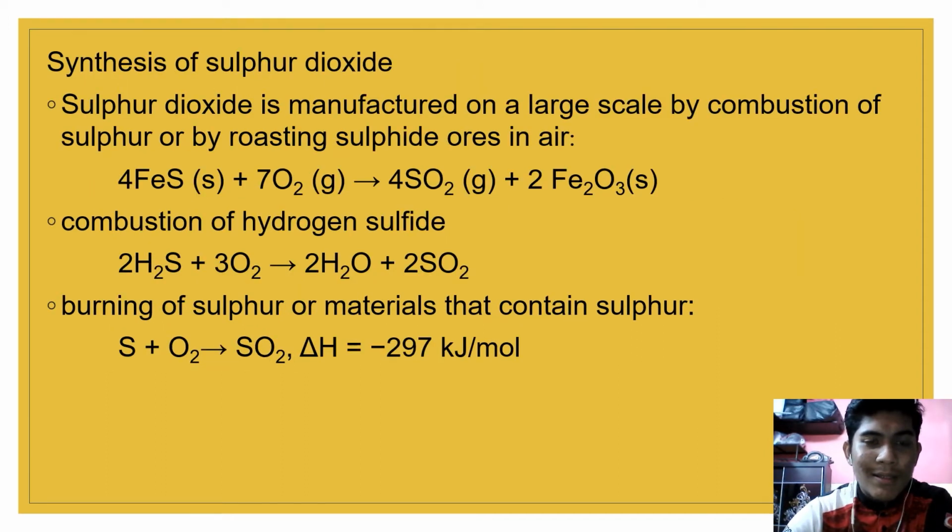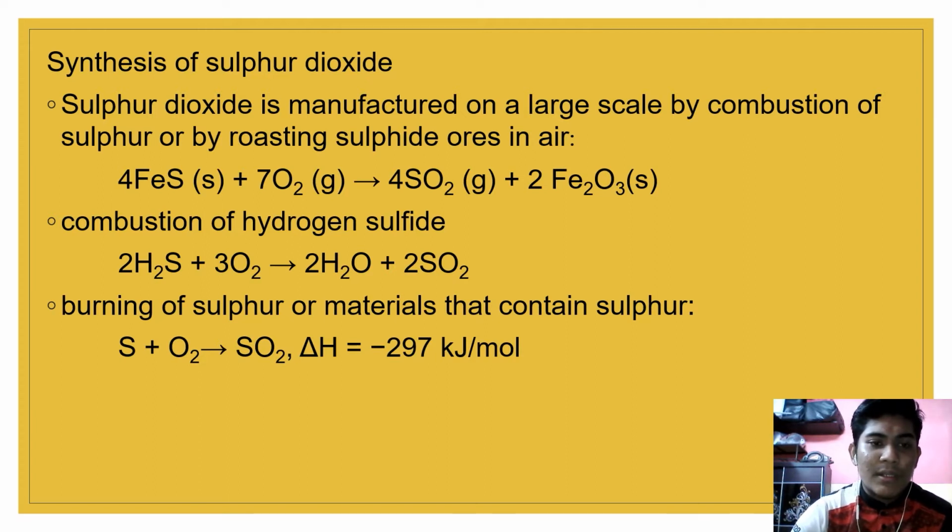Next, about synthesis of sulfur dioxide. Sulfur dioxide is manufactured on a large scale by combustion of sulfur or by roasting sulfide ores in air. So the equation here, 4 iron sulfide react with 7 oxygen, we form 4 sulfur dioxide and 2 iron(III) oxide. The next way of synthesis of sulfur dioxide is by combustion of hydrogen sulfide.